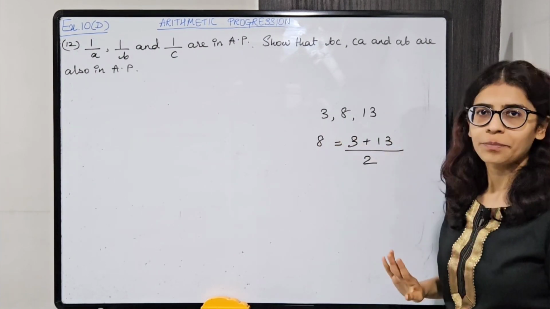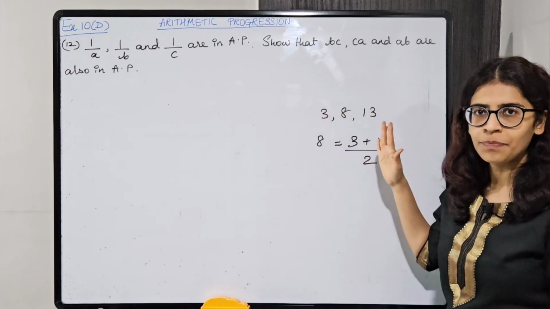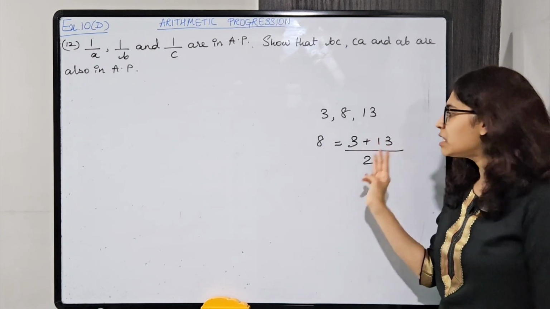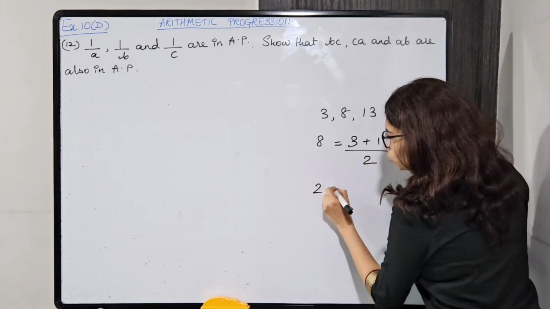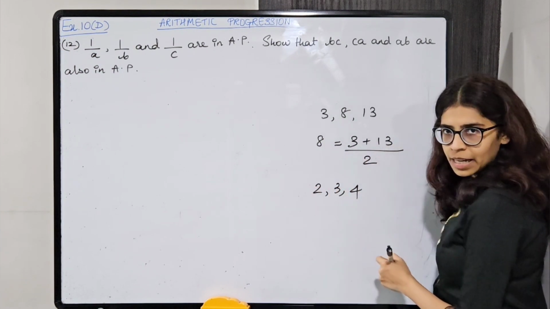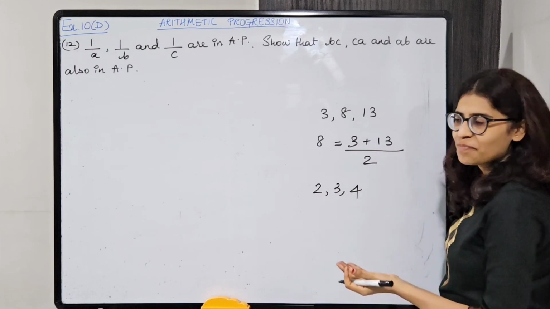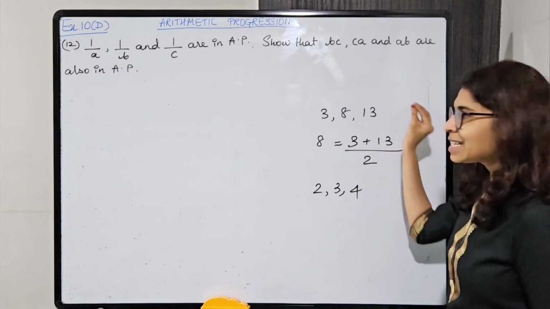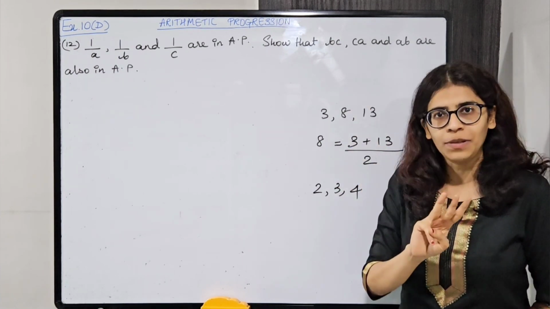ओके, जो प्रीसीडिंग टर्म है एंड जो सक्सीडिंग टर्म है, दोनों को ऐड करके डिवाइड बाई 2 करेंगे, देन आई एम गोइंग टू गेट 8. ओके, सो 8 इज द एरिथमेटिक मीन ऑफ 3 एंड 13. कोई भी 3 कंसेक्यूटिव टर्म्स लो AP का, दिस इज ट्रू. कोई भी 3 टर्म्स लो. ओके, इफ आई एम टेकिंग 2, 3 एंड 4, देन 2 plus 4 is 6 divided by 2 gives 3. So I am getting the middle wala term. Okay, so this stands true for any 3 consecutive terms of the AP.